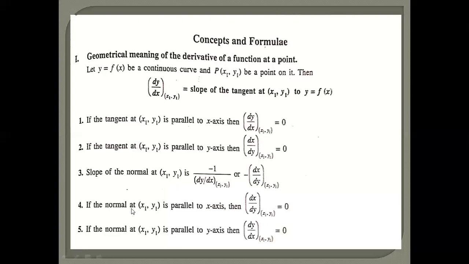If the normal at x1 comma y1 is parallel to x-axis, then dx by dy at x1 comma y1 is, so normal is parallel to x-axis, then the dx by dy, reciprocal, just we took reciprocal of dy by dx. So dx by dy at x1 comma y1 is equal to 0. Similarly, if the normal at x1 comma y1 is parallel to y-axis, then dy by dx at x1 comma y1 is equal to 0.